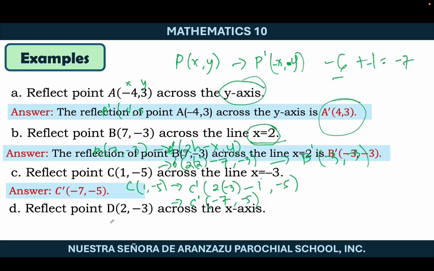Next, reflect point D, 2, negative 3 across the x-axis. So, the given point D, for the x-axis, you copy your x, then change the sign of your y. So, D prime is 2, 3. Because from negative 3, that will become positive 3.